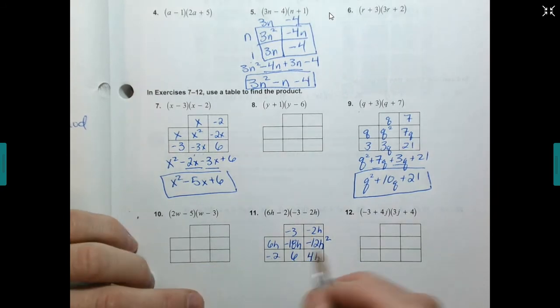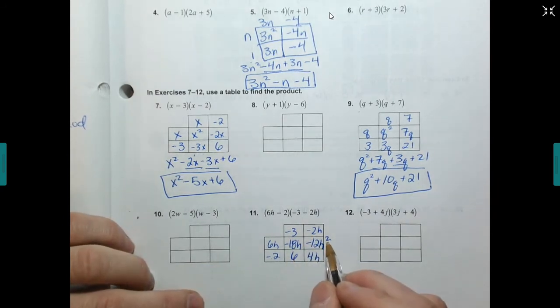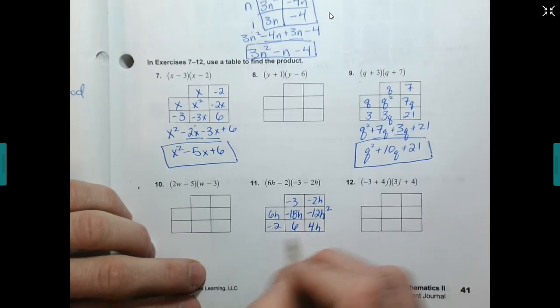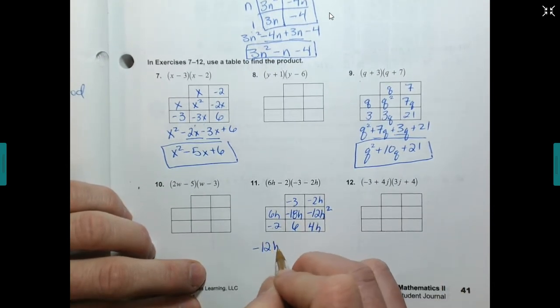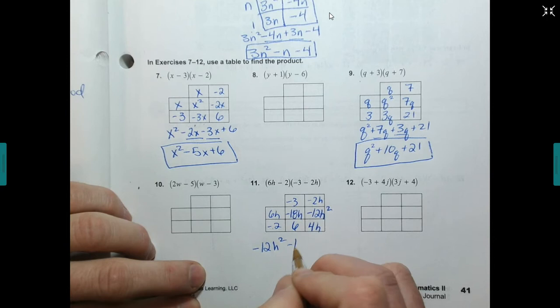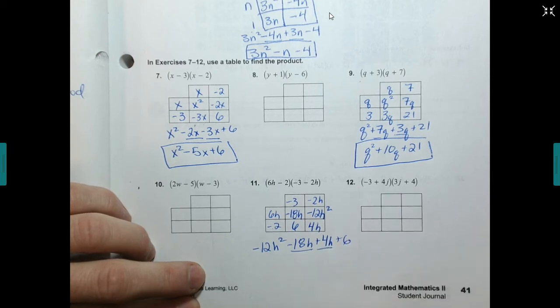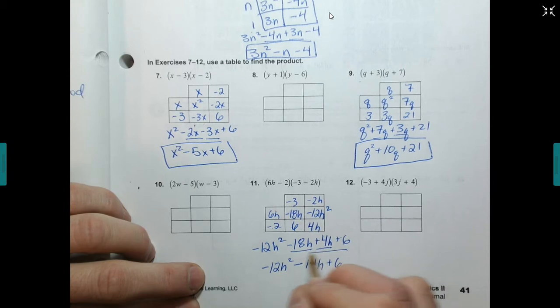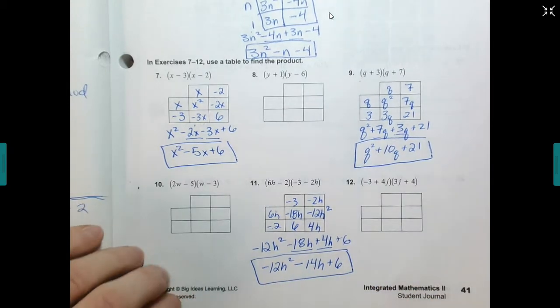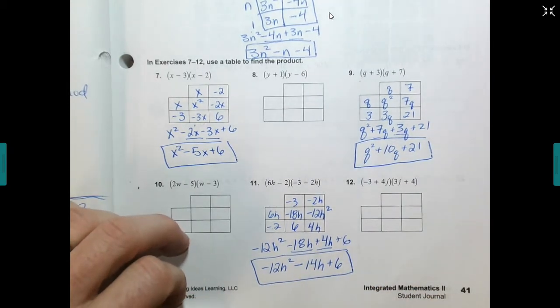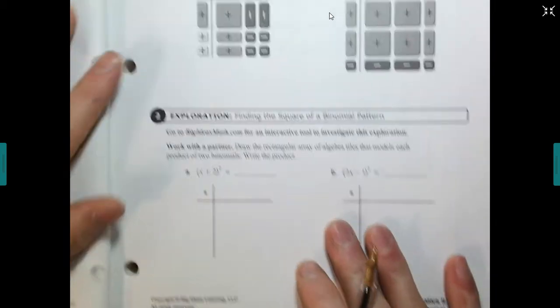So I'm going to write it out in standard form. So I'm going to go for my largest exponent first. I have negative 12h squared, and then minus 18h plus 4h plus 6. There's my like term, so I have negative 12h squared. Negative 18 plus 4 is negative 14h plus 6. There you go. Not done yet.